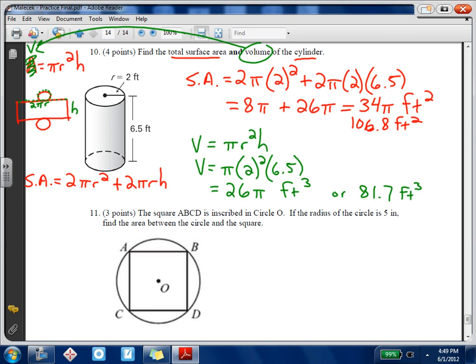If I'm just looking for the lateral area, remember lateral means side, think football or equilateral. It's just the side of the can. It does not include the top or the bottom. It's just the side of the can. In this case, the lateral area is just the rectangle that forms when it unfolds.